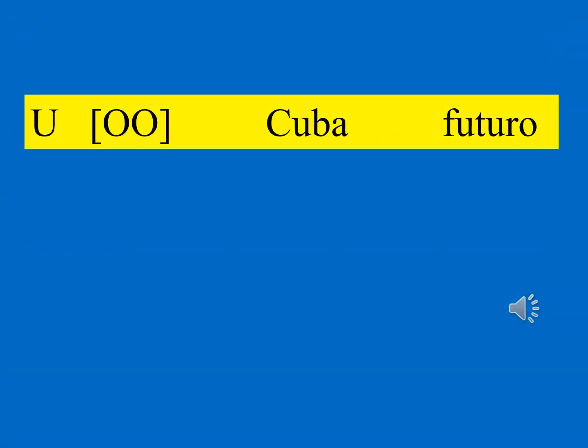U, u. We don't do the U as in Cuba in English. We say Cuba. Futuro. Cuba, futuro. U, u.